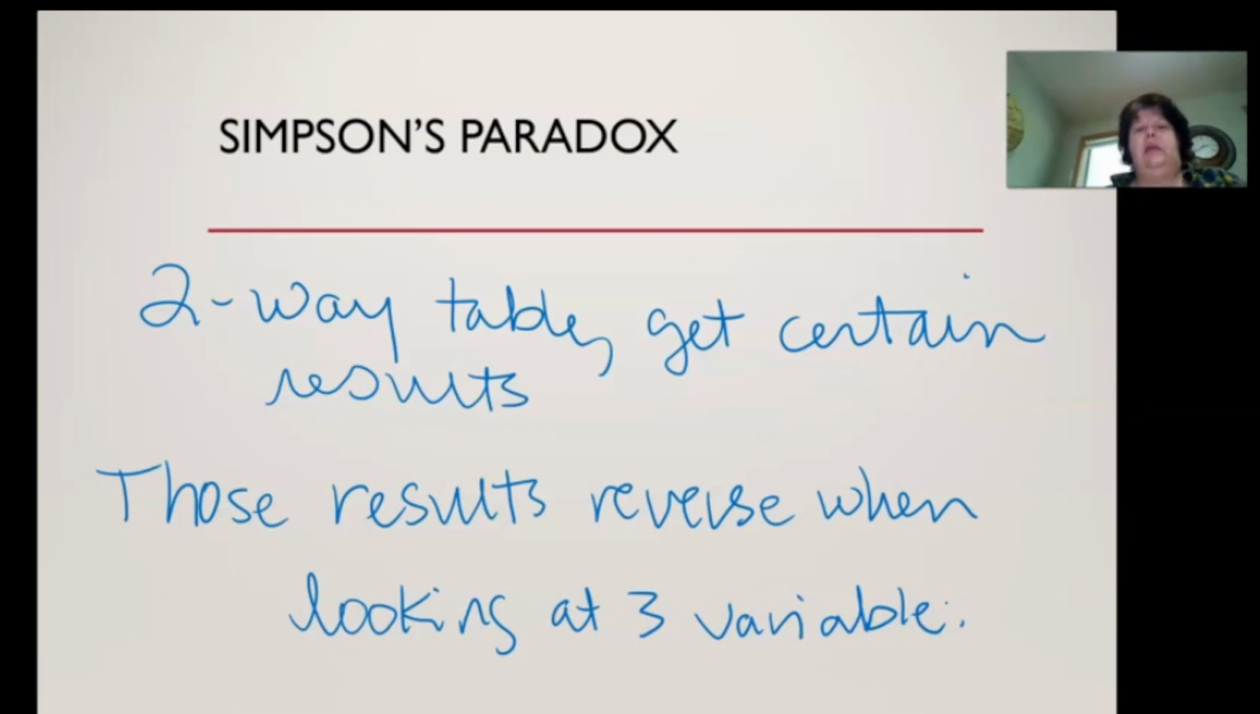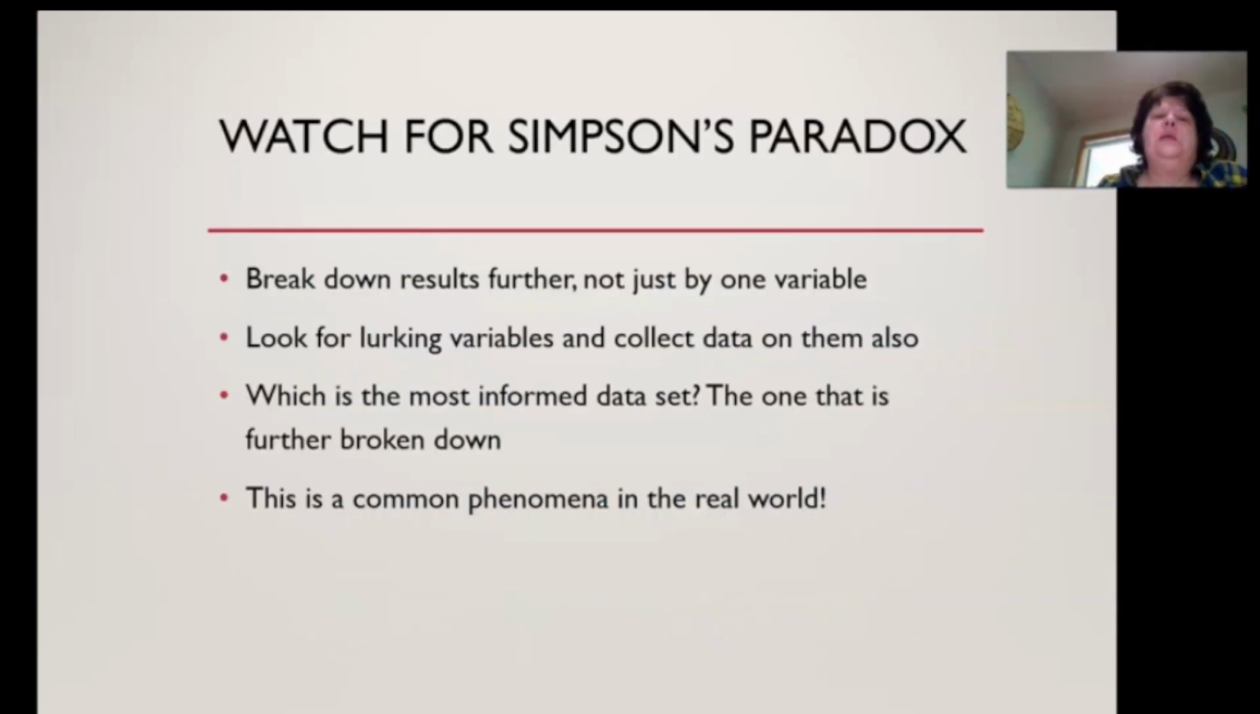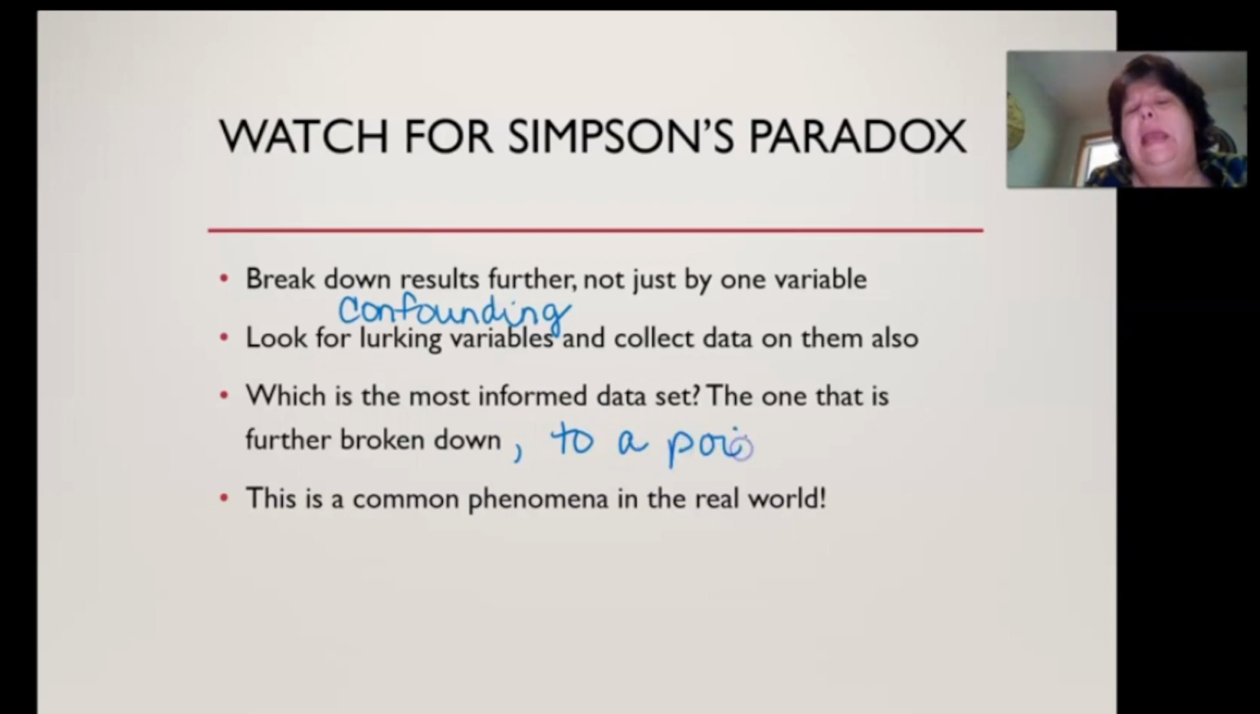So you've got this third confounding variable out there that's messing up the original results, but is more realistic if you think about it. So break down results further, not just by one variable. Look for these confounding variables or lurking variables. They're variables that weren't accounted for in the first round, but they do affect the results. Look for those variables and collect data on them also. Which is the most informed data set? The one that is further broken down, to a point. I mean, you don't want to go with a 19-way table. It gets crazy after a certain point.